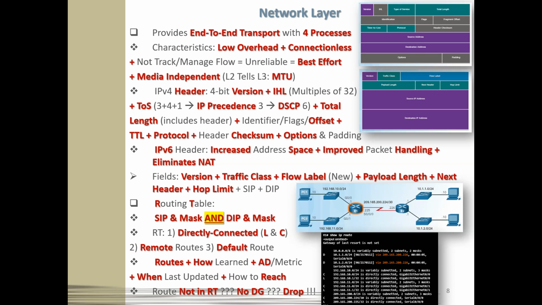Next header field is header checksum, a value calculated based on the contents of the IP header in order to determine if any errors have occurred in transit or have been introduced during the transmission. Next, we have options and padding.